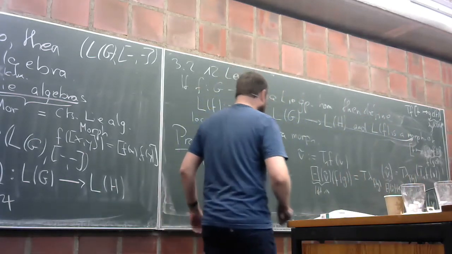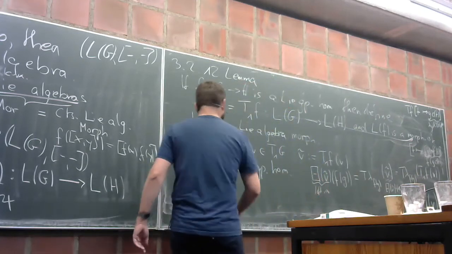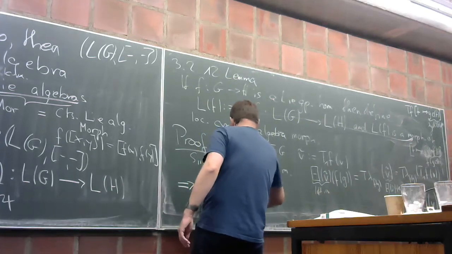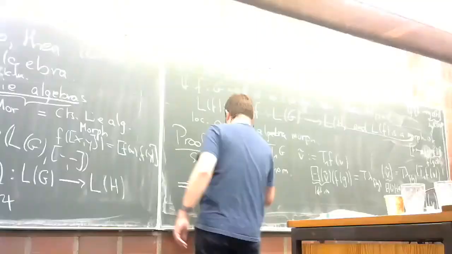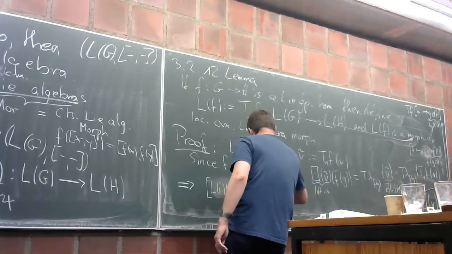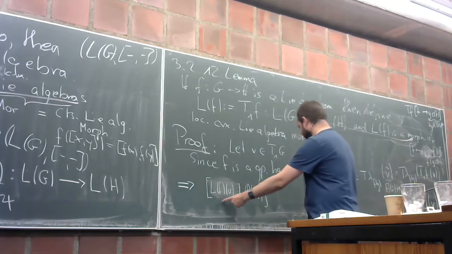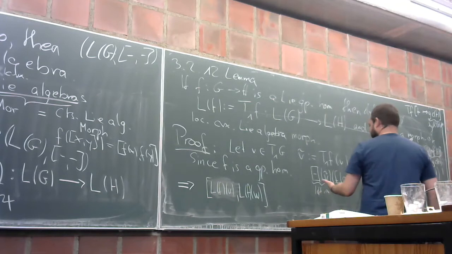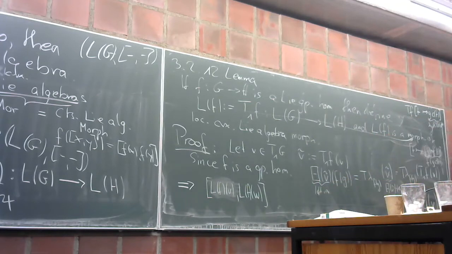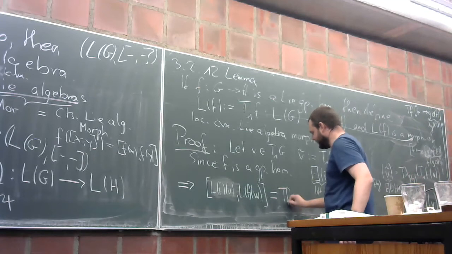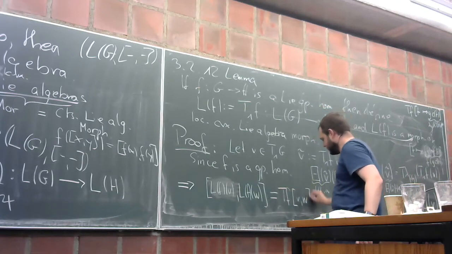Okay, and now if we know this, I want to look at L F of E, L F of W, the bracket of this. By definition, this bracket is given by the bracket of the invariant vector fields depending on these guys, right? So we see that the invariant vector fields are F related to the invariant vector fields of the original one. And since relatedness is preserved by the bracket, this is TF of the bracket of E and W.